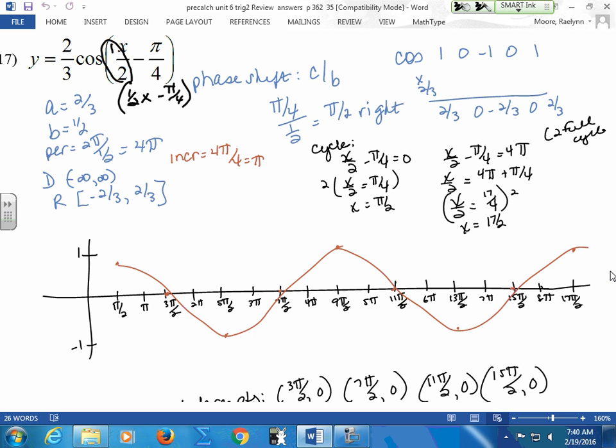So I start at pi over 2, instead of at the 0. But I have a frequency change, so I'm 1/2. I have an amplitude change also. You good with this? And as soon as you make that point, that's either your min, your max, or your 0. Those are the only points you're really graphing by.